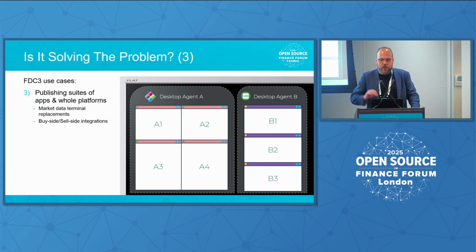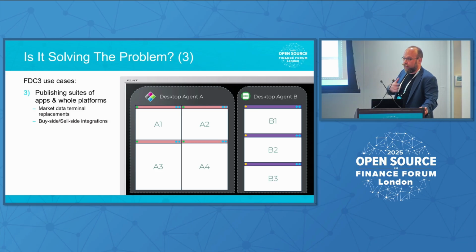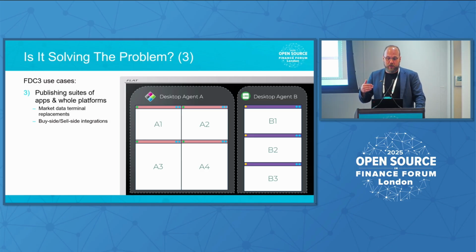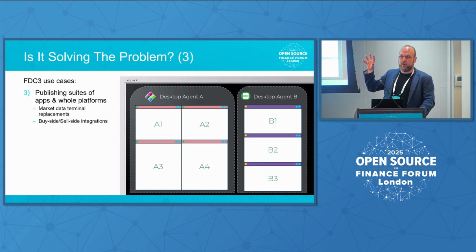So a third one though, which is one I focus on with this particular topic. I know there are other use cases, some of which Derek's going to go into. But one of the ones I've been most interested in over the last few years is firms looking to publish whole suites of applications. They might be, just a couple of examples here, something like a market data terminal replacement that's been put together, or a set of buy-side and sell-side integrations, or indeed any fintech that's got multiple applications, multiple different pieces that they want to put out on the desktop together.